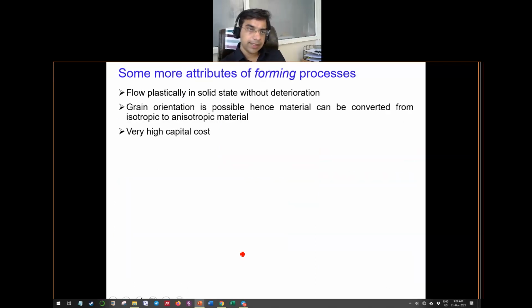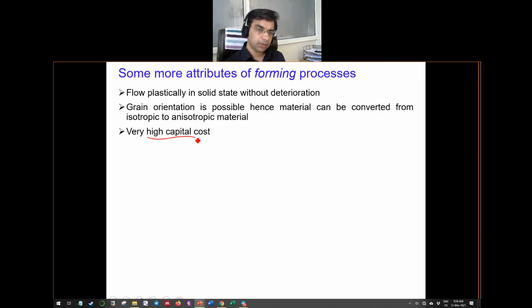So forming, and now we understand it is basically a plastic flow of the material in the solid state without deterioration. So in this case, we can also reorient the grains in a preferred direction. And at the same time, the forming processes have a very high capital cost. Means if you want to make any product with forming, the machinery or the equipment that is used in forming processes is very expensive.